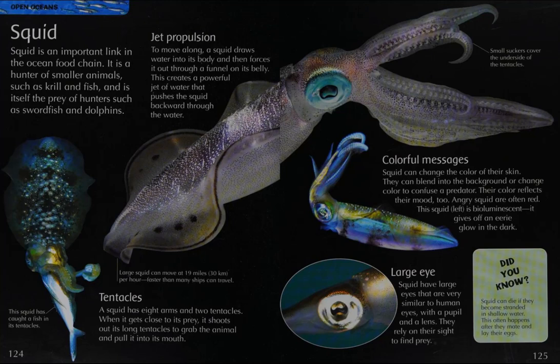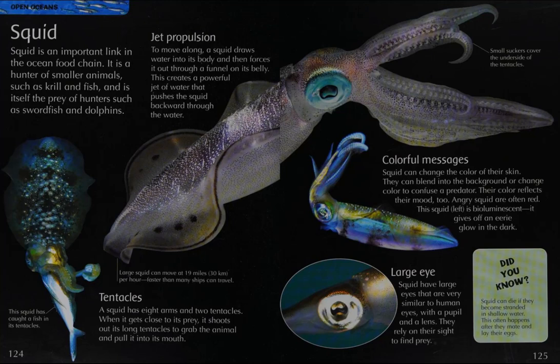Large squid can move at 19 miles, 30 kilometers, per hour, faster than many ships can travel. Small suckers cover the underside of the tentacles. Tentacles. A squid has 8 arms and 2 tentacles. When it gets close to its prey, it shoots out its long tentacles to grab the animal and pull it into its mouth. This squid has caught a fish in its tentacles.